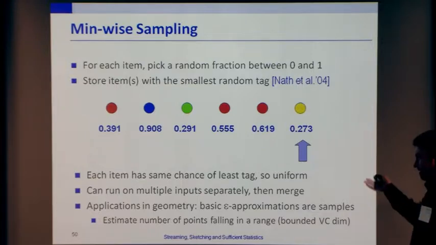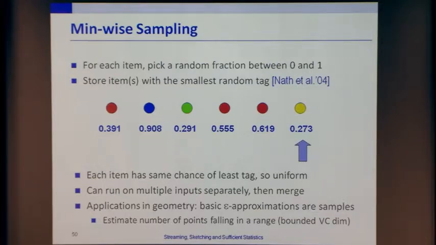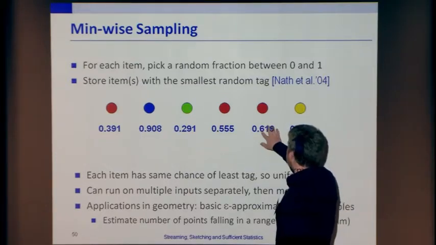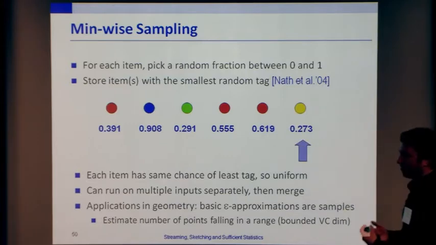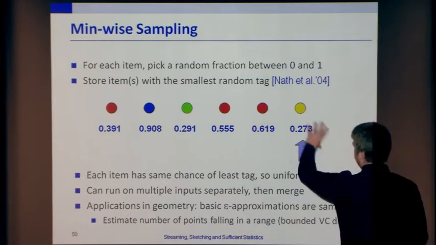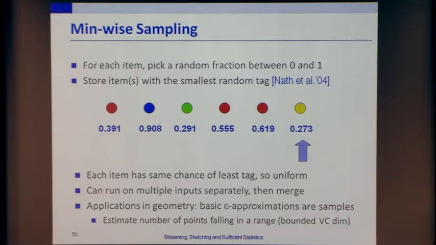So, why is this the right thing to do? It's just a very easy symmetry argument that says, because we're choosing these tags independently of the items, every item has the same chance of being associated with the smallest tag, so it's completely uniform everywhere. All samples are equally likely.